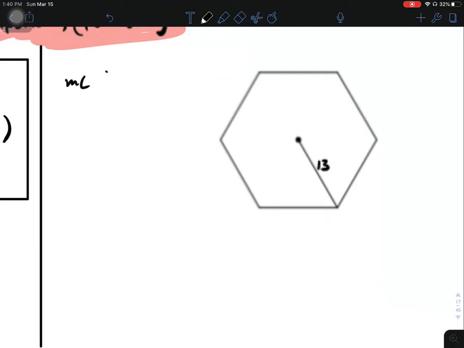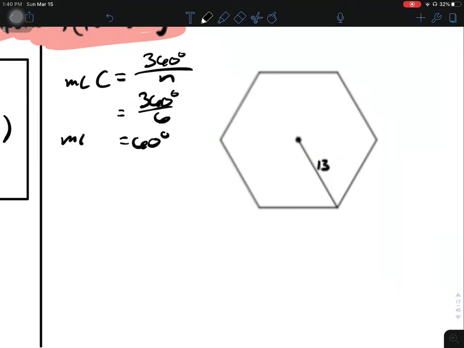I would suggest that you start out with a measure of a central angle when you're given such little information. Central angle is 360 degrees divided by the number of sides. This is a hexagon. There are 6 sides. So a central angle is 60 degrees.